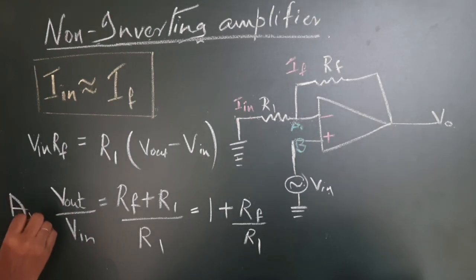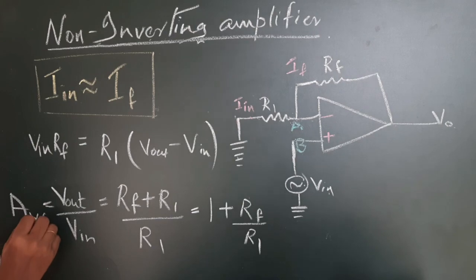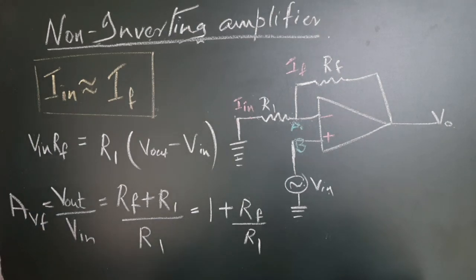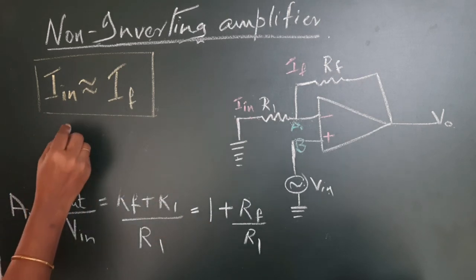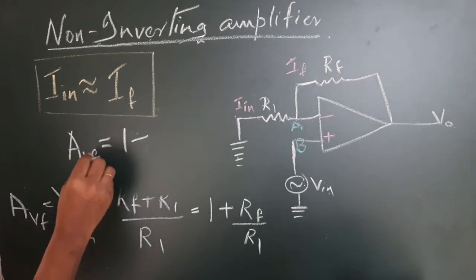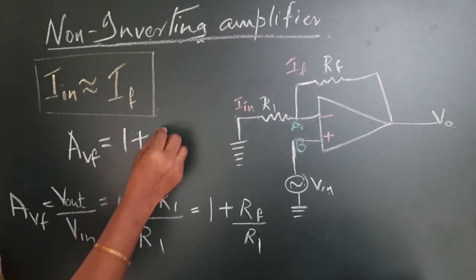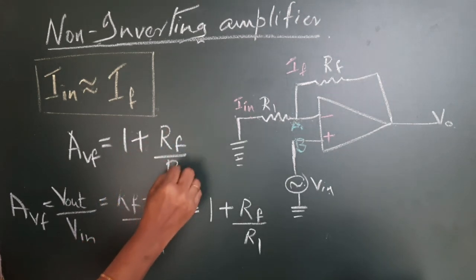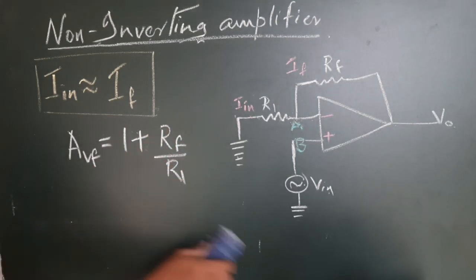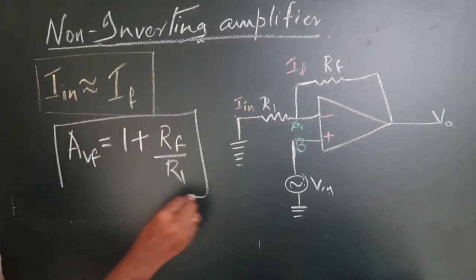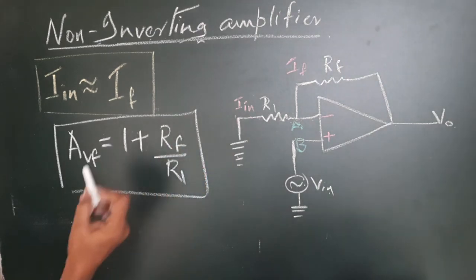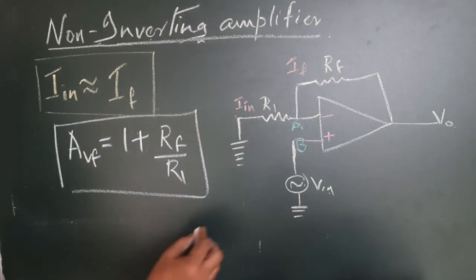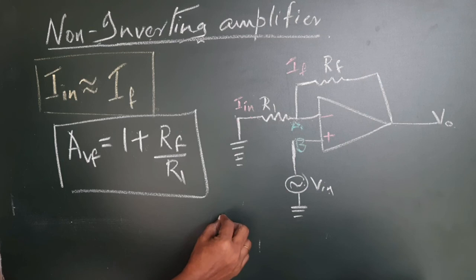This we will call AVF. It is voltage gain with feedback. So as far as this non-inverting amplifier is concerned, AVF is equal to 1 plus RF by R1. So please remember this equation. In the case of non-inverting amplifier, AVF is equal to 1 plus RF by R1, and in the case of inverting amplifier, it was minus RF by R1.